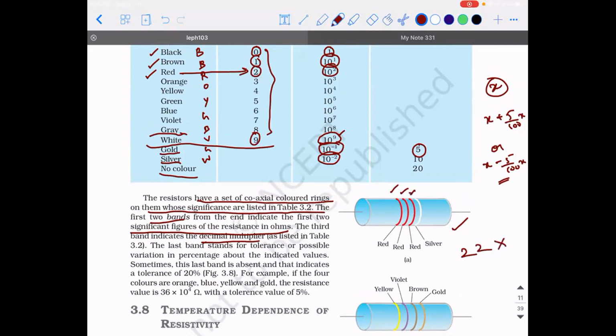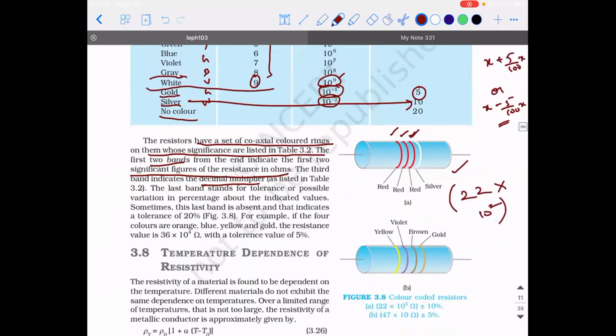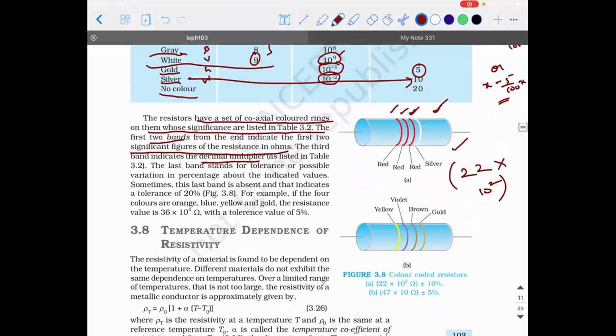The third number represents the multiplier. Again, it is a red. So what is the multiplier of red? It is 10 power 2. And what is the tolerance of this? It is silver, so tolerance is 10%. Guys, did you understand what I'm trying to say? So the resistance of this resistor is how much? 2200 ohm with a tolerance of 10%.